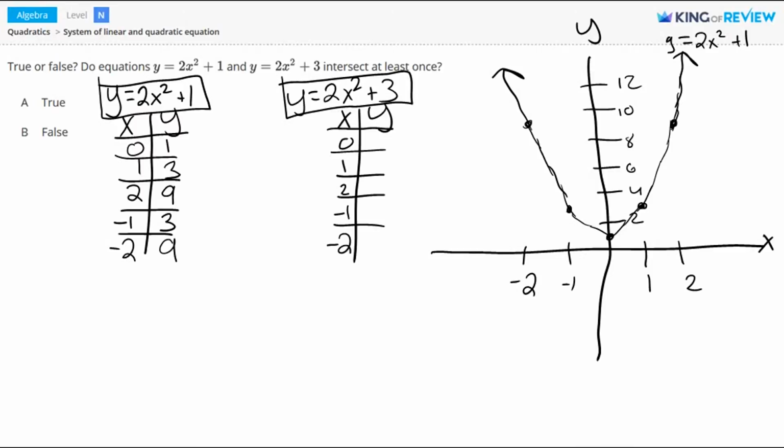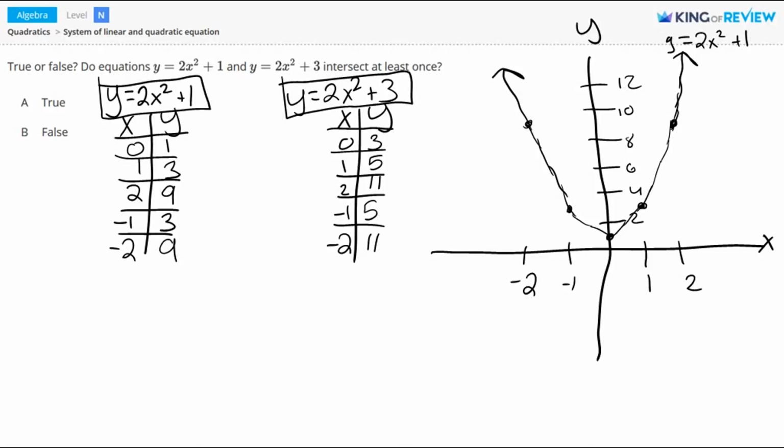Again, it doesn't matter which x values you choose, but I'm choosing these ones here. So now I'm going to plug in each of these x values into the equation y equals 2x squared plus 3. When x is 0, I get a y value of 3. So the point 0, 3 is on my graph. When x equals 1, I get a y value of 5. When x is 2, I get 11. When x is -1, I get a 5. And when x is -2, I get an 11.